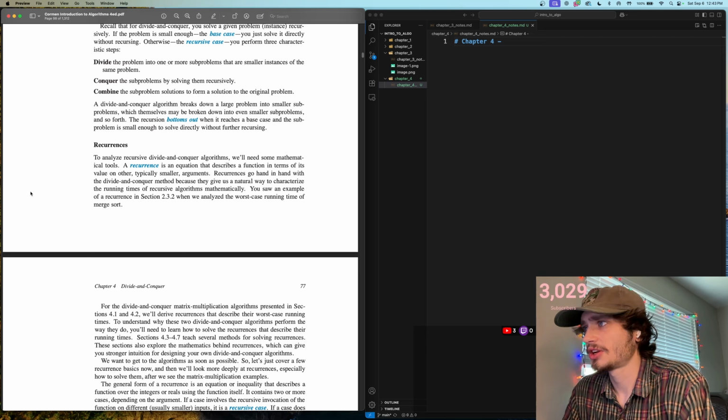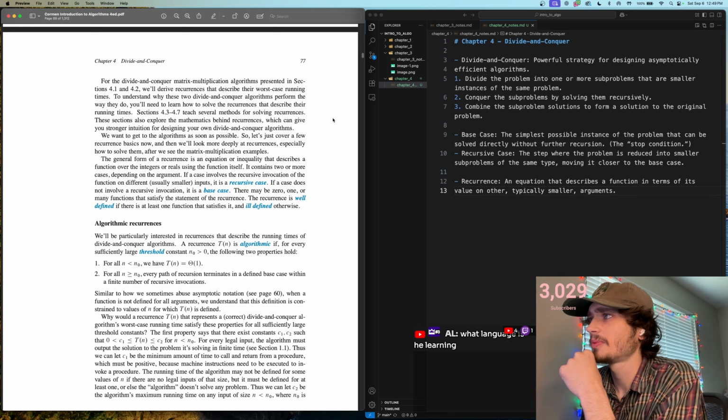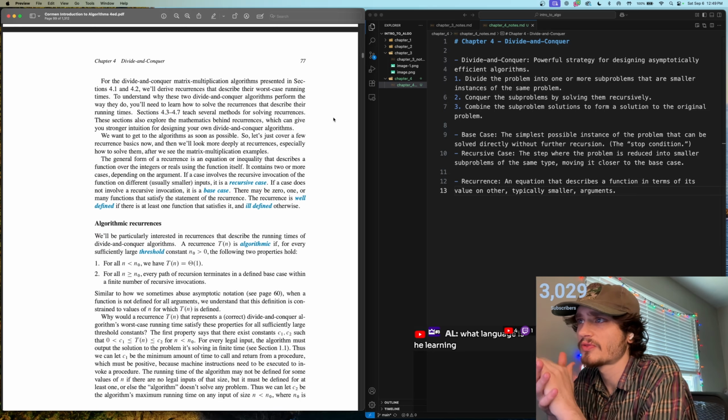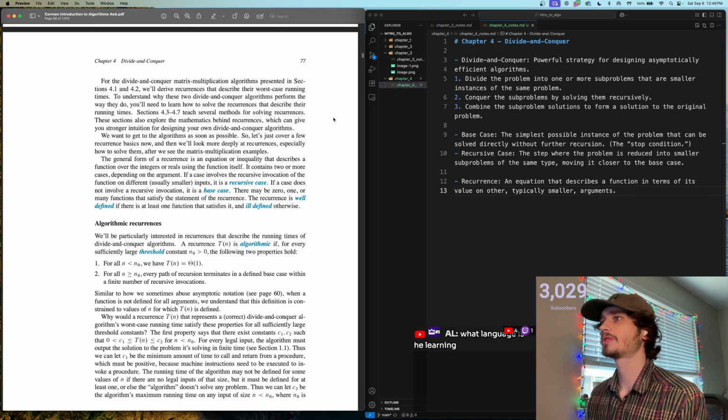A recurrence is an equation that describes a function in terms of its value on other, typically smaller, arguments. Recurrences go hand in hand with the divide and conquer method because they give us a natural way to characterize the running times of recursive algorithms mathematically. You saw an example of a recurrence in section 2.3.2 when we analyzed the worst case running time of merge sort. For the divide and conquer matrix multiplication algorithms presented in sections 4.1 and 4.2, we'll derive recurrences that describe their worst case running times.